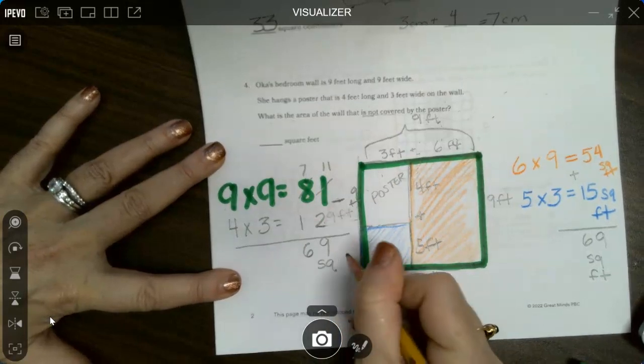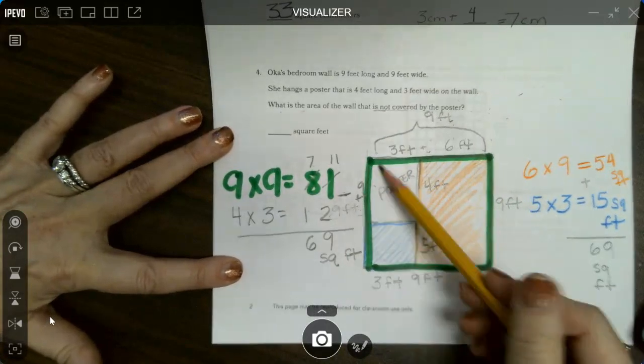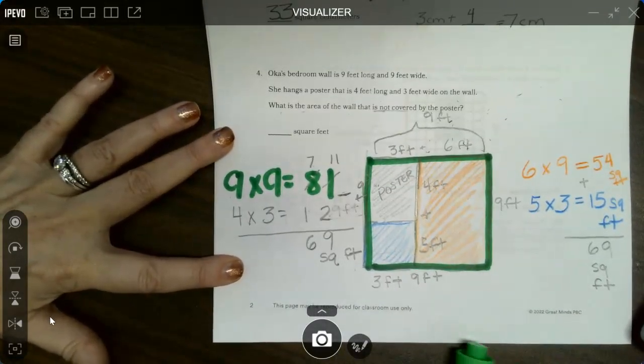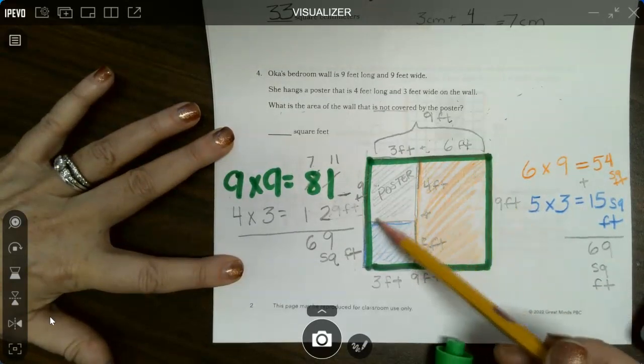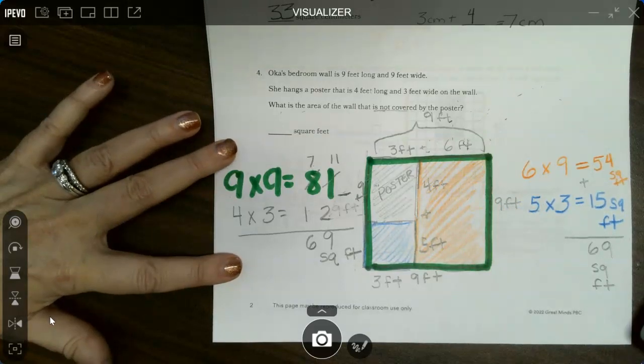Either way students solve it, whether they are getting the whole area and taking away the part from the shape that doesn't belong, or they are finding smaller areas and putting them together, either way is perfectly fine.